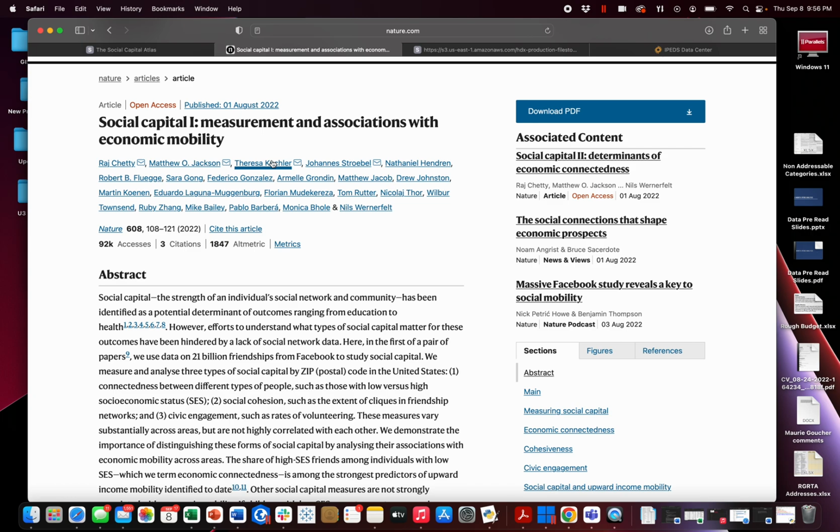And they were able to start to draw connections: this idea of economic connectedness, right? This concept of people of different socioeconomic statuses, especially low-income people, having access and connectivity to higher-income people can create networks that have a statistically significant relationship with economic mobility. And that's the strongest, right? But these ideas of civic engagement and social cohesion and clustering have certain strengths as well.